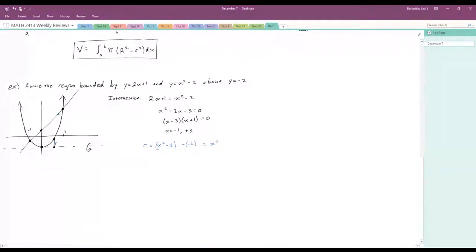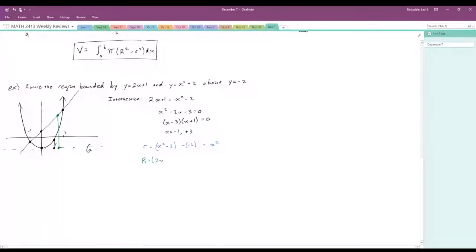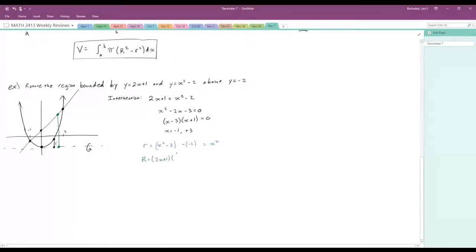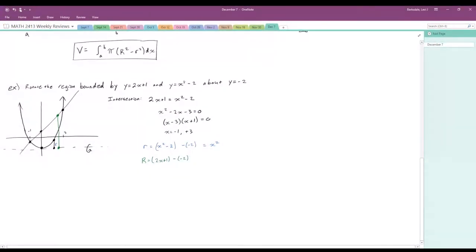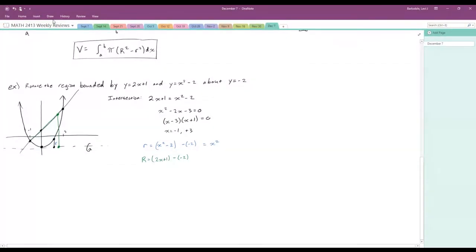Now for my uppercase R, my larger radius, I take a look from my axis of revolution to my further function. And again, I just say, of my further function and my axis of revolution, which one is higher? Well, it's going to be my further one in this case. So 2x plus 1, and then again, I subtract -2. So right here, I've got my capital R, and right here, I've got my lowercase r.